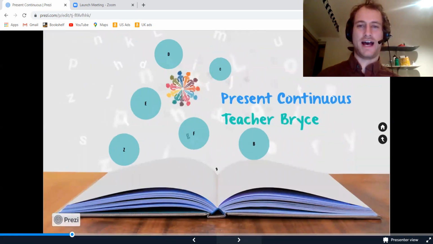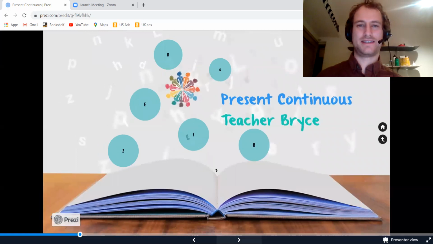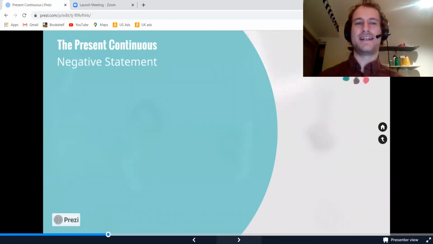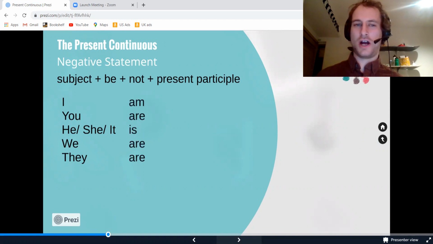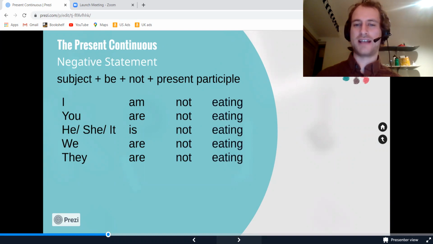All right, now that we've looked at positive statements, we have to look at what's next, which is negative statements. So to create a negative statement using the present continuous, you need to use the subject, the be verb, not, and the present participle. So we know our subjects I, you, he, she, it, we, and they. And we know our be verbs am, are, is, are. And then we have not. And then once again, the present participle, which is your base verb plus ing.